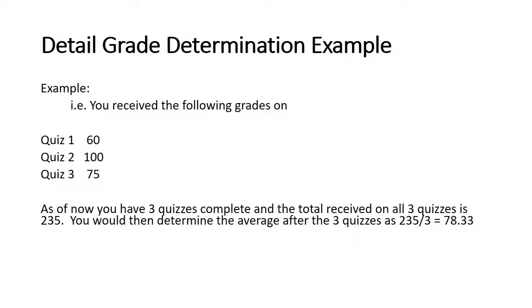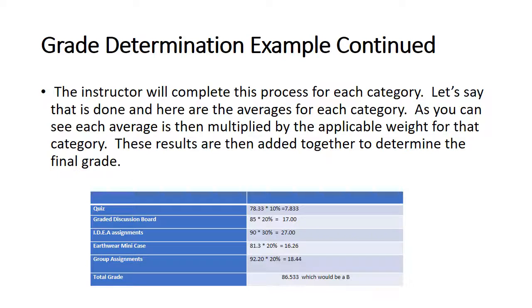That's what I do for each of those categories. So if it's a graded discussion board, I base them all on 100%, add up each individual discussion board posting's grade, and divide by the number of discussion boards. Same with group assignments. Same with I.D.E.A. Same with Earthware mini cases.